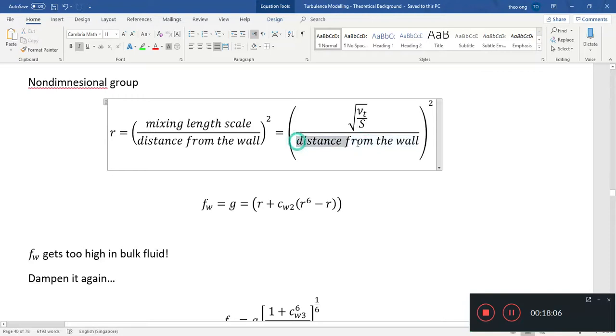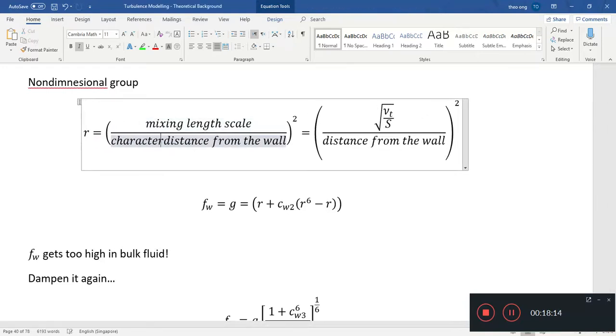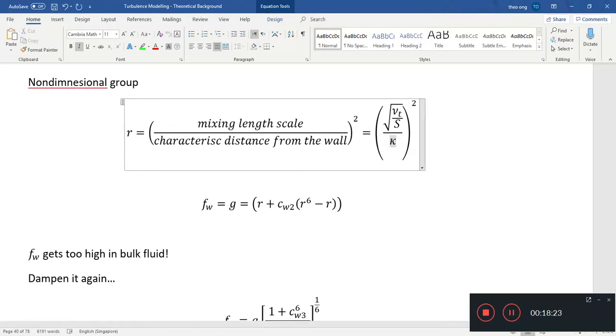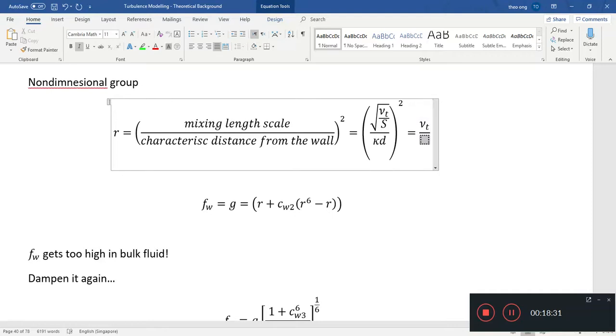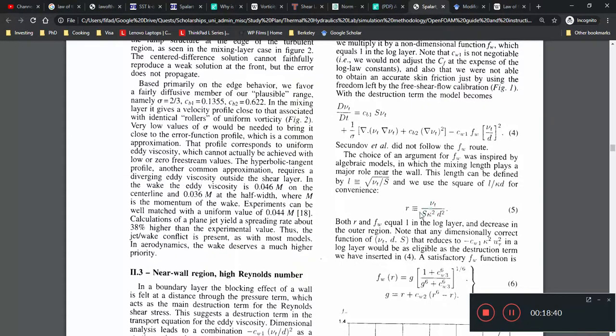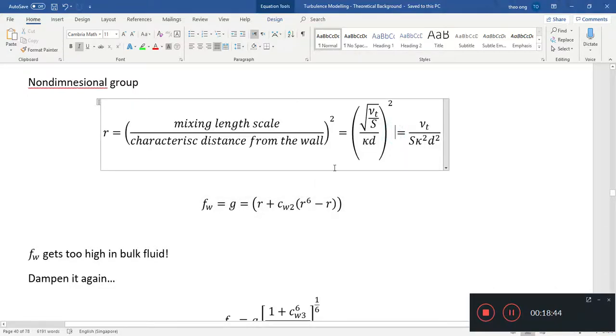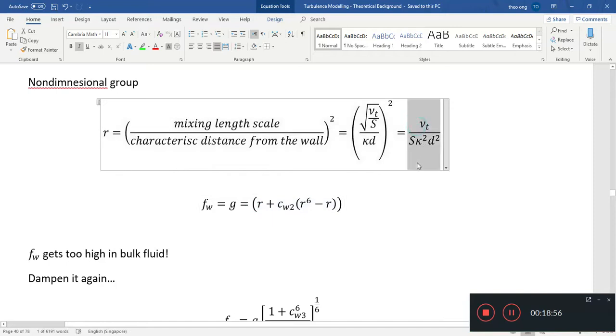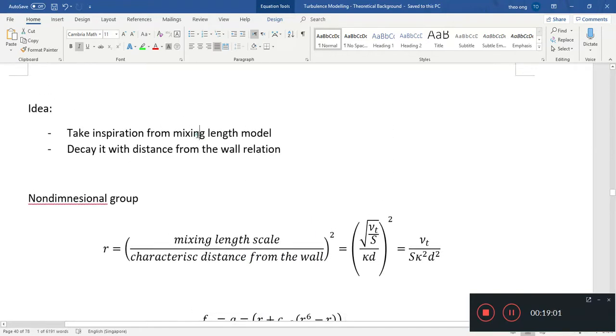And then the distance from the wall, what they use to represent this is a characteristic distance from the wall. So it's not the distance from the wall itself. They use kappa, which is the von Karman coefficient, 0.41, times d. And what you are left with is nu t over S kappa squared d squared. So this is what they use here, and this is used over here. Wherever you see R here, it will represent this non-dimensional group that takes inspiration from the mixing length model by Prandtl, and it's supposed to decay with distance from the wall.